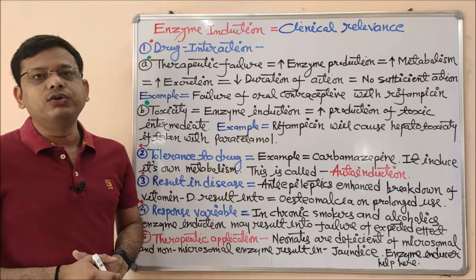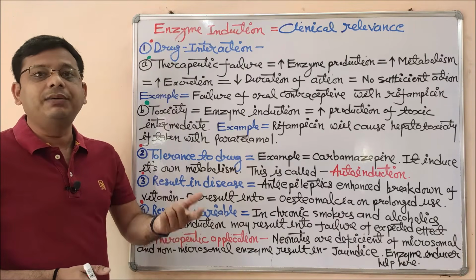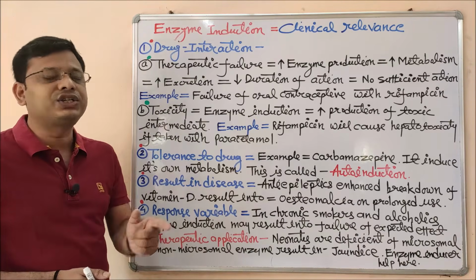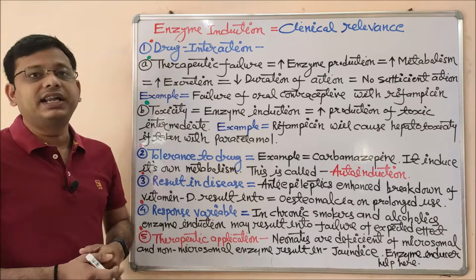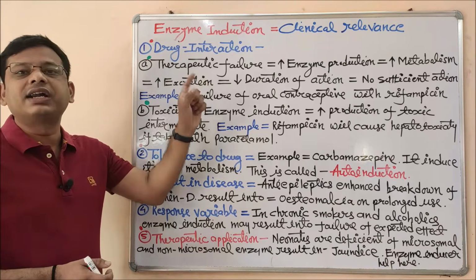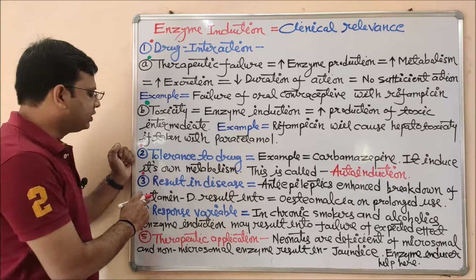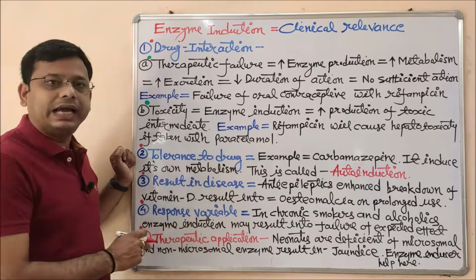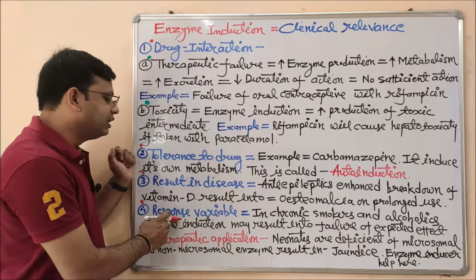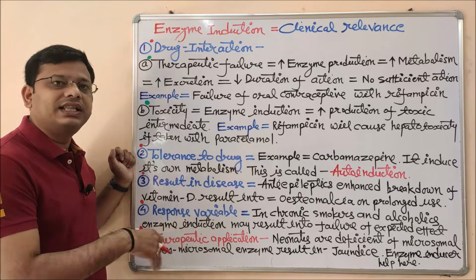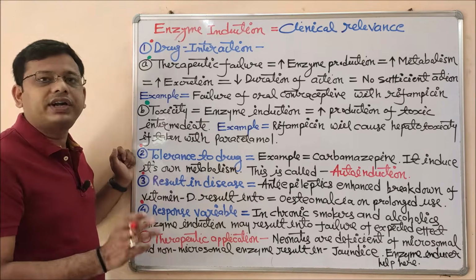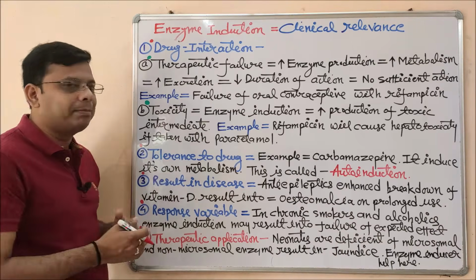So the enzyme inducer may affect the drug action, and that may be termed a drug interaction, or we can say drug-drug interaction. Second, it may cause tolerance to the drug, and third, it may result in different types of disease. Next is response variability, and lastly, its significance, the important advantage, can be seen as the therapeutic application.